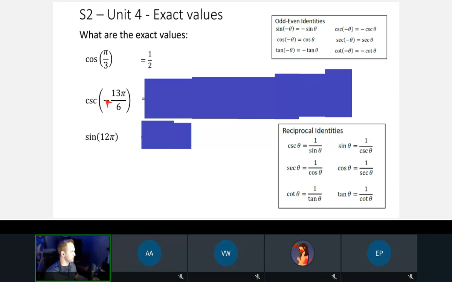So when you have a negative inside the parentheses of one of your trig functions, in this case it's cosecant, if I go over here to the odd-even identities, cosecant of a negative, I can rewrite this with the negative out in front. So that's what I chose to do. Rather than think of doing a clockwise rotation, I can just rewrite it like this, and then theta becomes positive. So I use the odd-even identity to rewrite it.